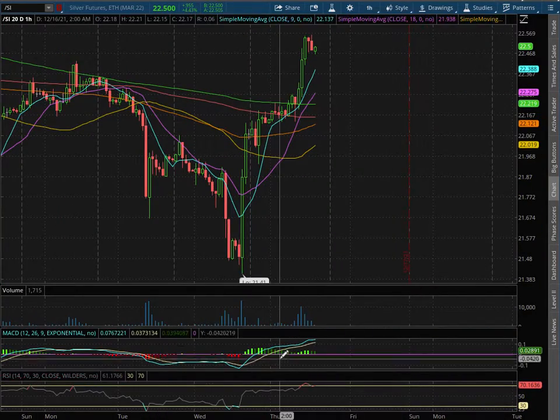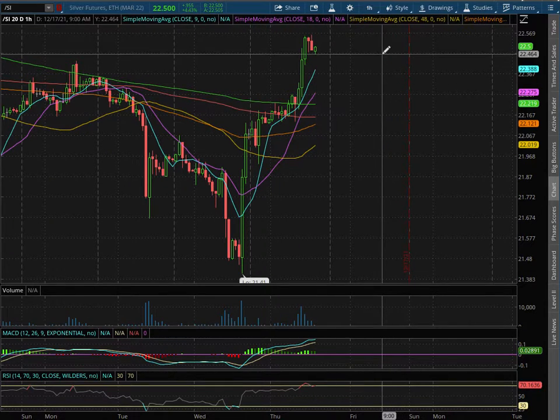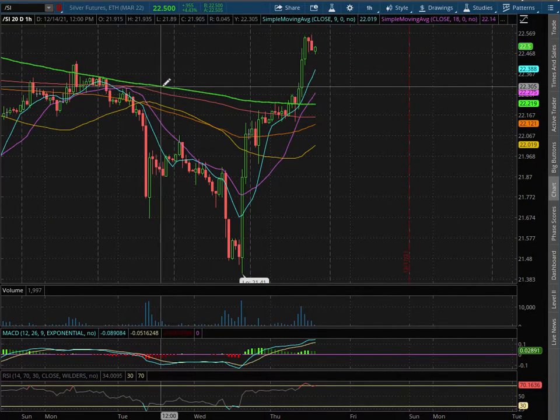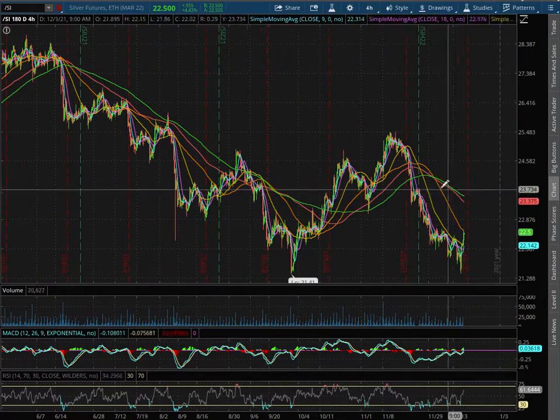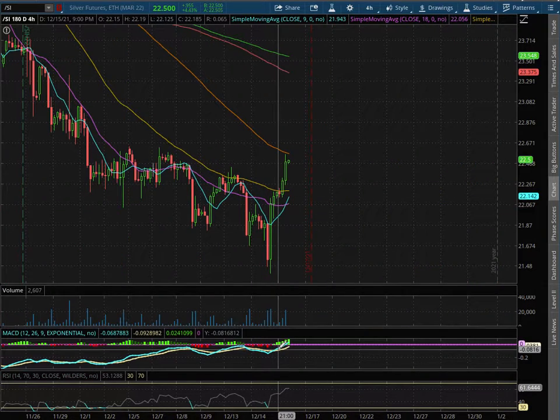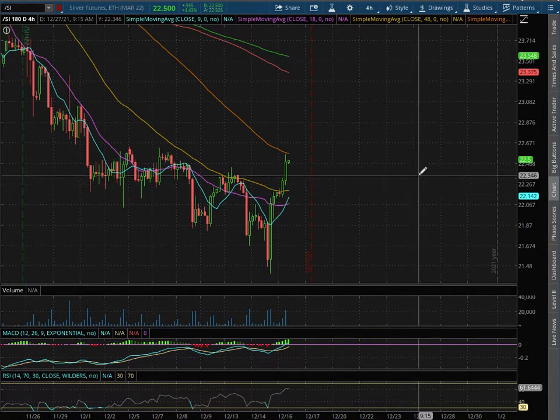We are in positive MACD. We're at overbought levels with the RSI. We have broken above the 200 moving average, this green line, and that is at a price of $22.22. With the 4-hour chart, we are about to approach positive MACD, and we're nearing overbought levels with the RSI.